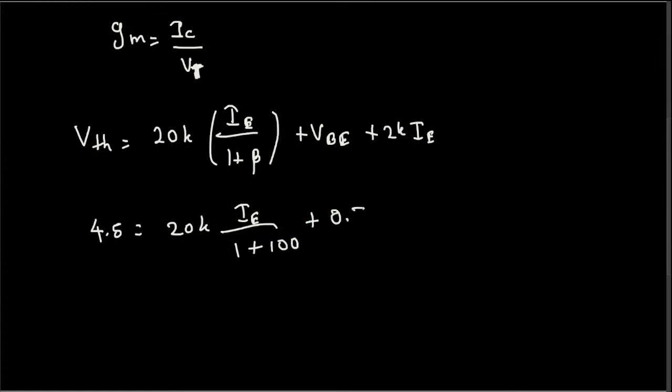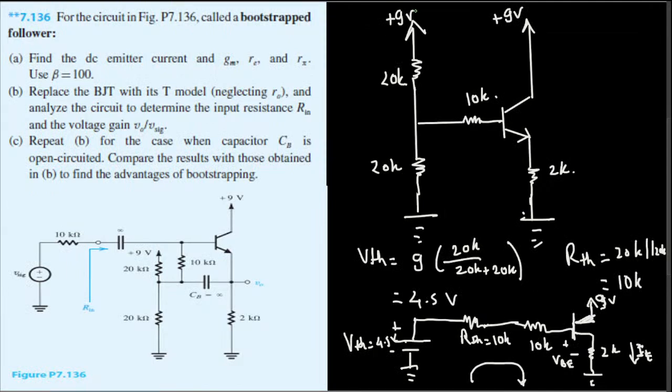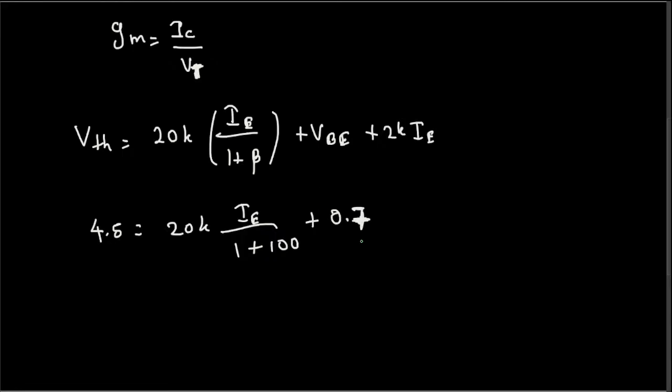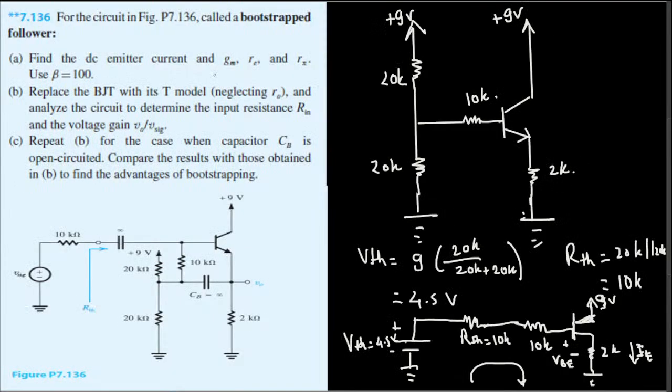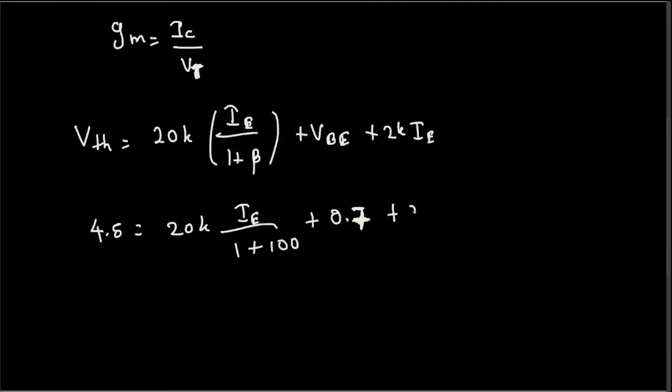And VBE is 0.7 for a silicon transistor. If it's germanium, 0.3. But if it's not mentioned, it's silicon, because germanium is a rare case. So when the question doesn't mention germanium, it's always 0.7. So this is 0.7 right here, and then 2K times IE. Here we have only one unknown variable. We just rearrange and solve for IE, and if you do that, you will end up getting 1.73 milliamperes for the IE current.